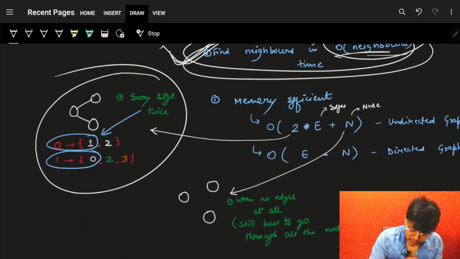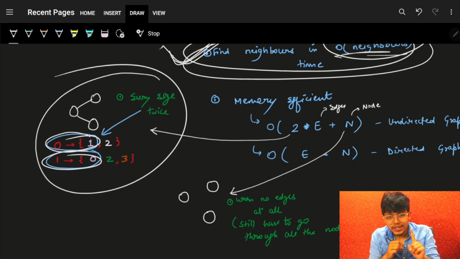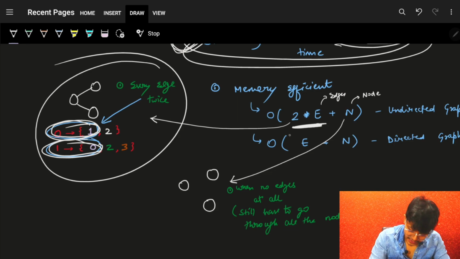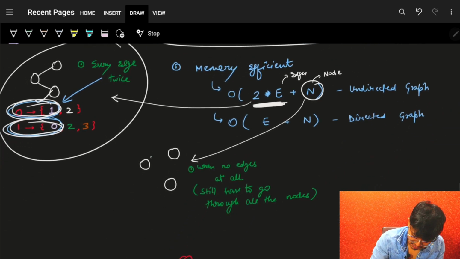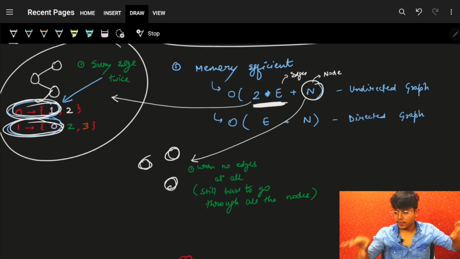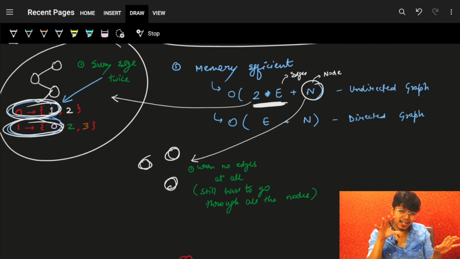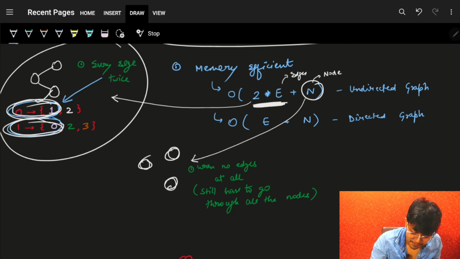Now every edge here is only being counted twice. Thus I can say my memory, because I'm storing from 0 to 1, and I'm storing from 1 to 0, right? So my memory is nothing but 2 into the number of edges, because every edge is being counted twice. And also, what if I have no edges, which means my graph is a set of separate nodes? Because one node is also a graph, right? As I showed you in the second video itself, it is a graph, although the nodes are not connected to each other. So I have this memory of O of 2 into E plus N for an undirected graph.